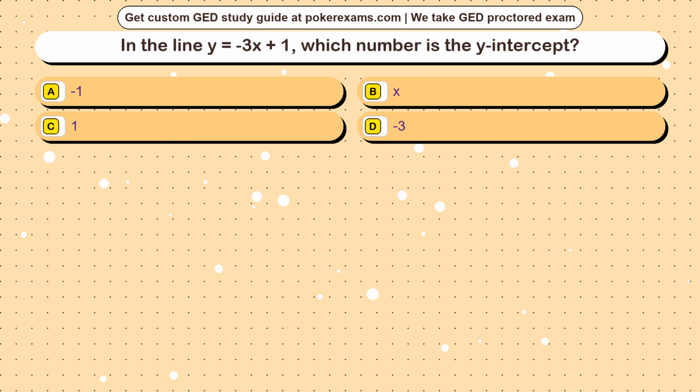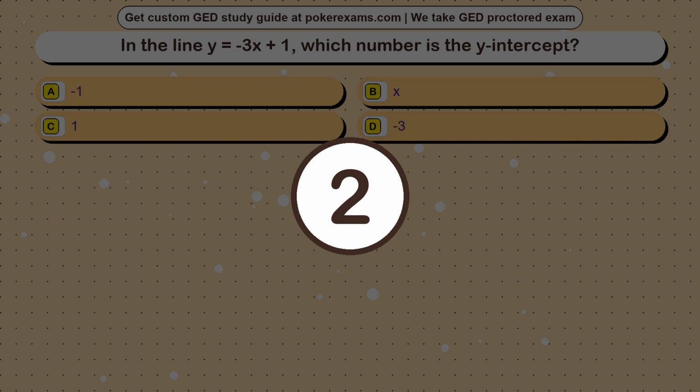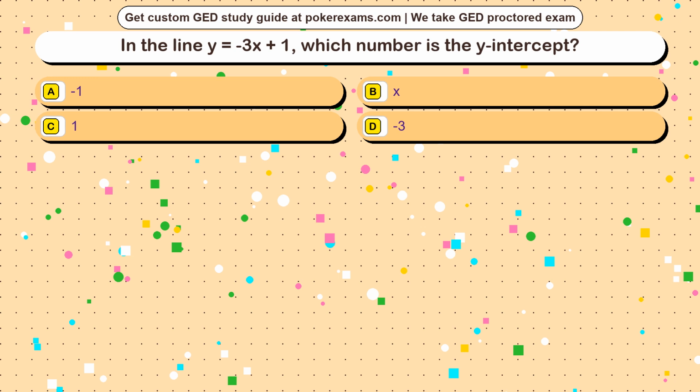Question 5. In the line y equals -3x plus 1, which number is the y-intercept? Option A -1. Option B x. Option C 1. Option D -3. The correct answer is option.